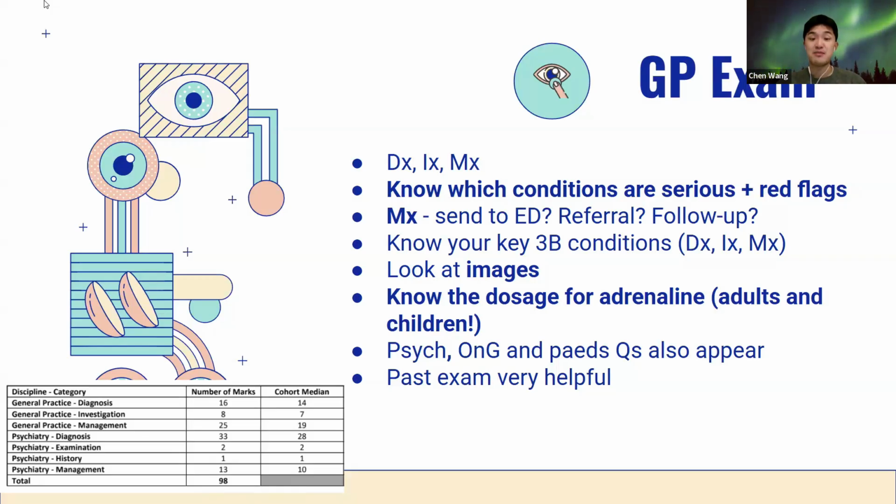Next point is that there might be some psych or O&G and PEDS questions on your GP exam as well. I think they do a really good job selecting questions that represent all of the subspecialties in your tutes and lectures during your GP rotation. So everything can potentially come up. And I found the past exams or Open Aquila to be quite helpful in preparing for the GP exam. But I would say that our exam had a lot more management questions. So that's an area that I recommend you spend some more time working on.